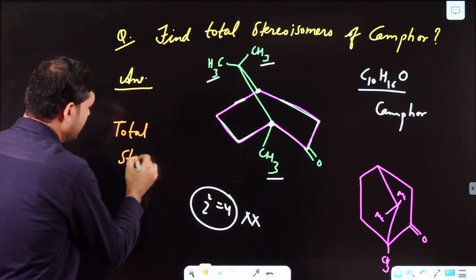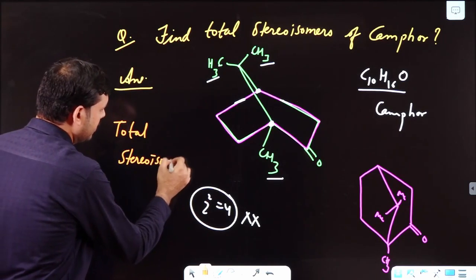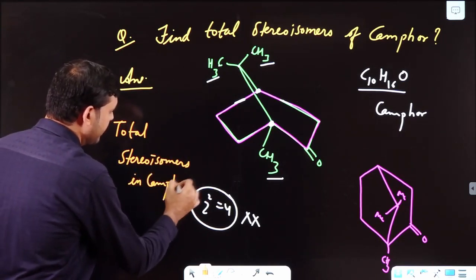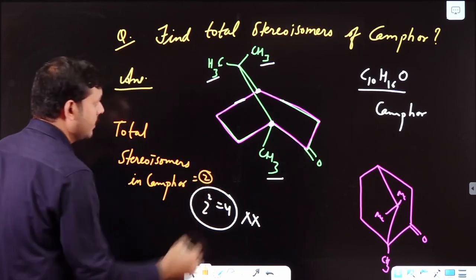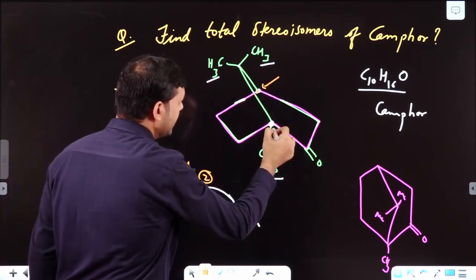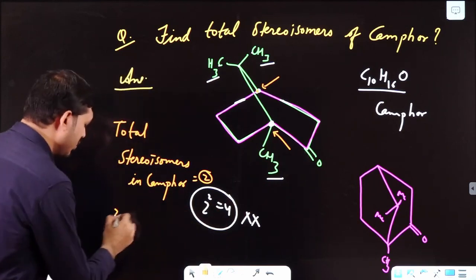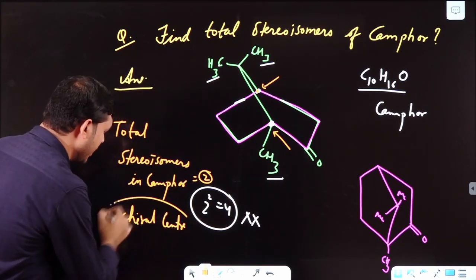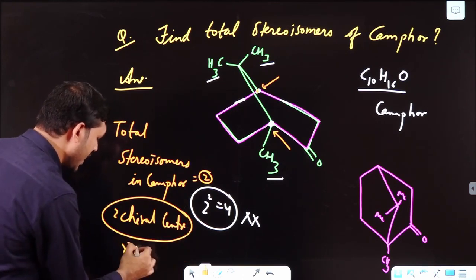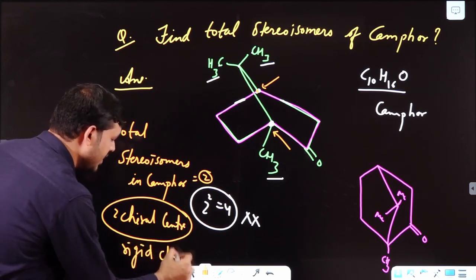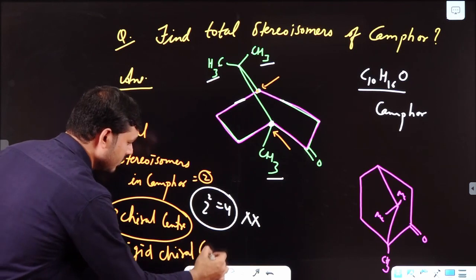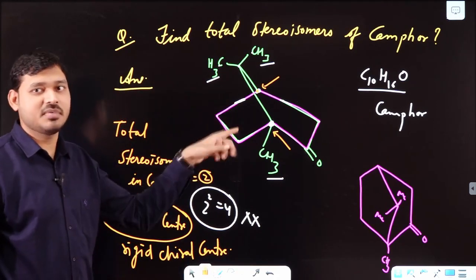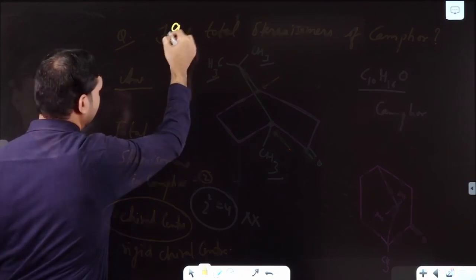Total stereoisomers in camphor equals 2, from this part and this part. 2 chiral centers. Actually you can say it is a rigid chiral center, meaning disturbing one chiral center will automatically disturb the other chiral center.